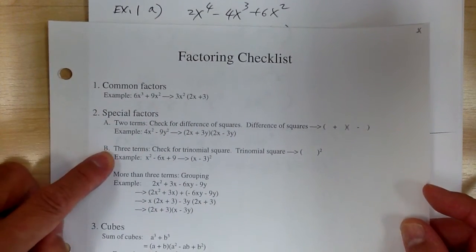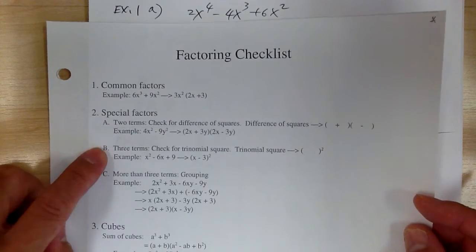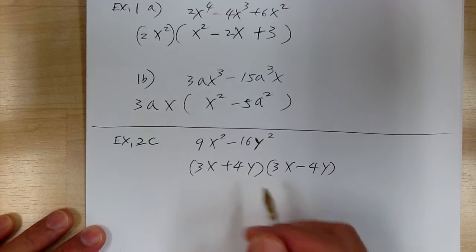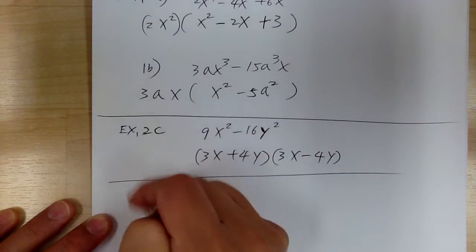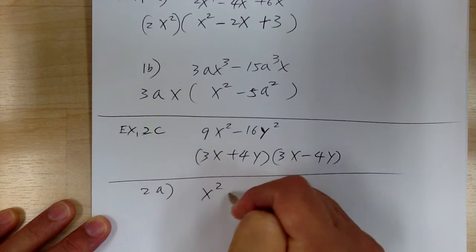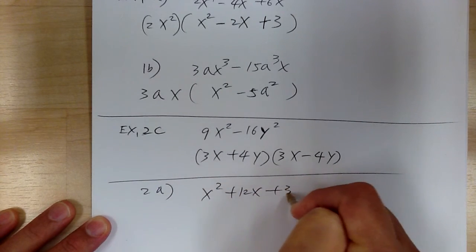Okay, now step 2b has 3 terms. So these are your trinomial squares. So this would be example 2a. So you got x squared plus 12x plus 36.